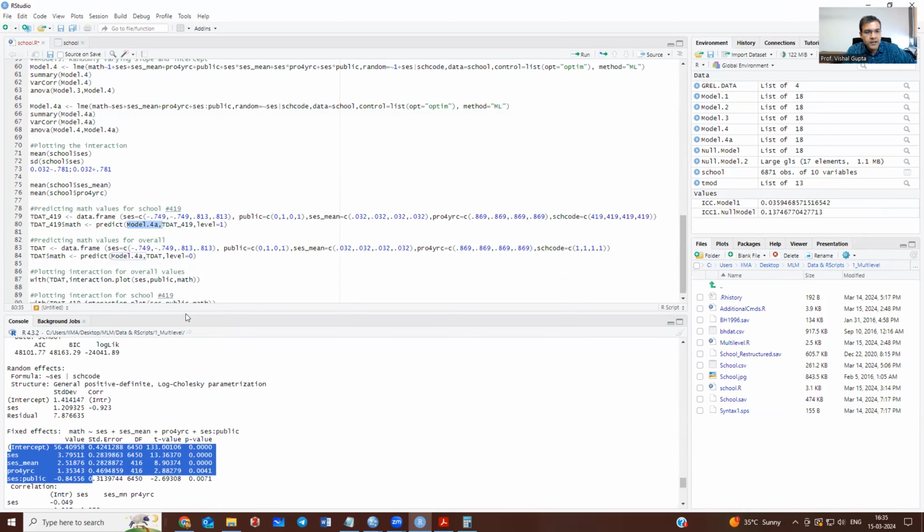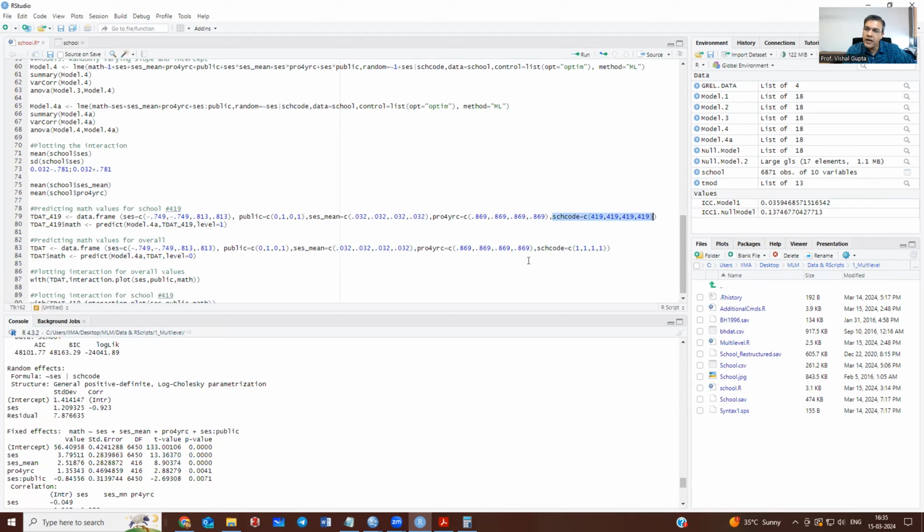Okay, what it is saying, use these model coefficients, use this as the data and predict the math, and it says level is equal to 1. If I say level is equal to 1, it says predict it for this specific school 419. If I say 0, then it says predict it for the overall data. Okay, ignore this school code, use the overall gamma values. Otherwise, you add the U0j and the U1j to the slopes actually.